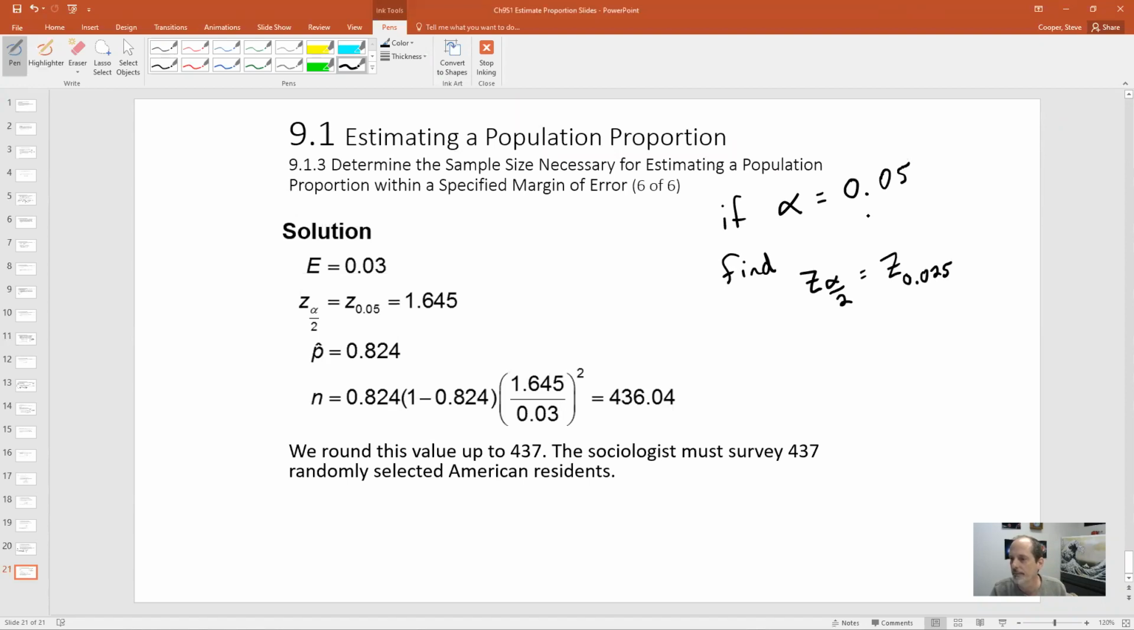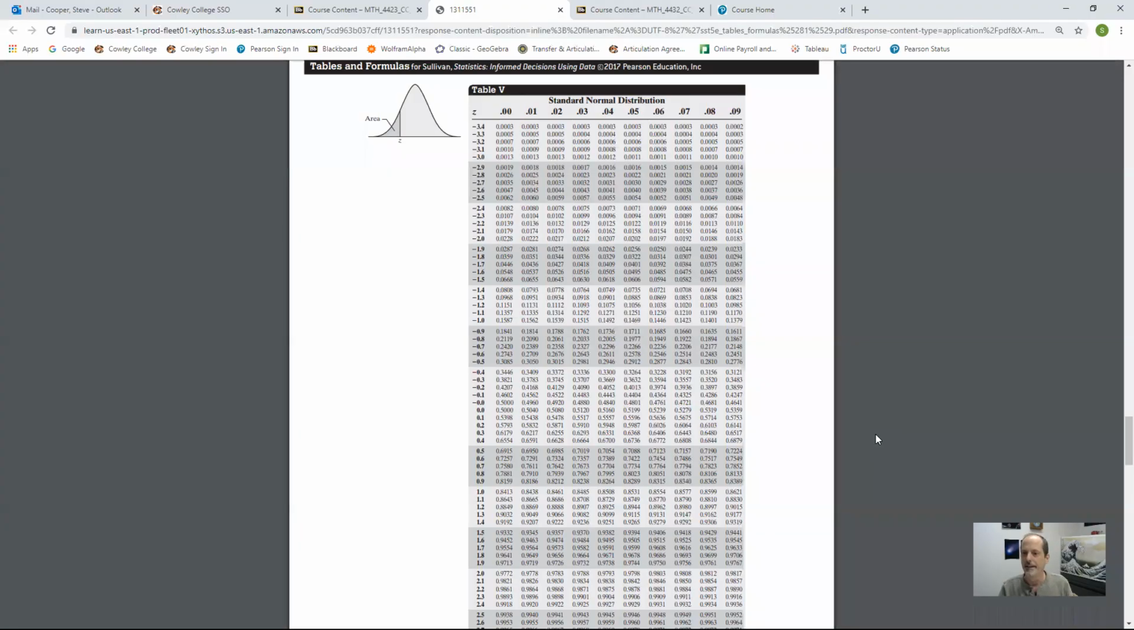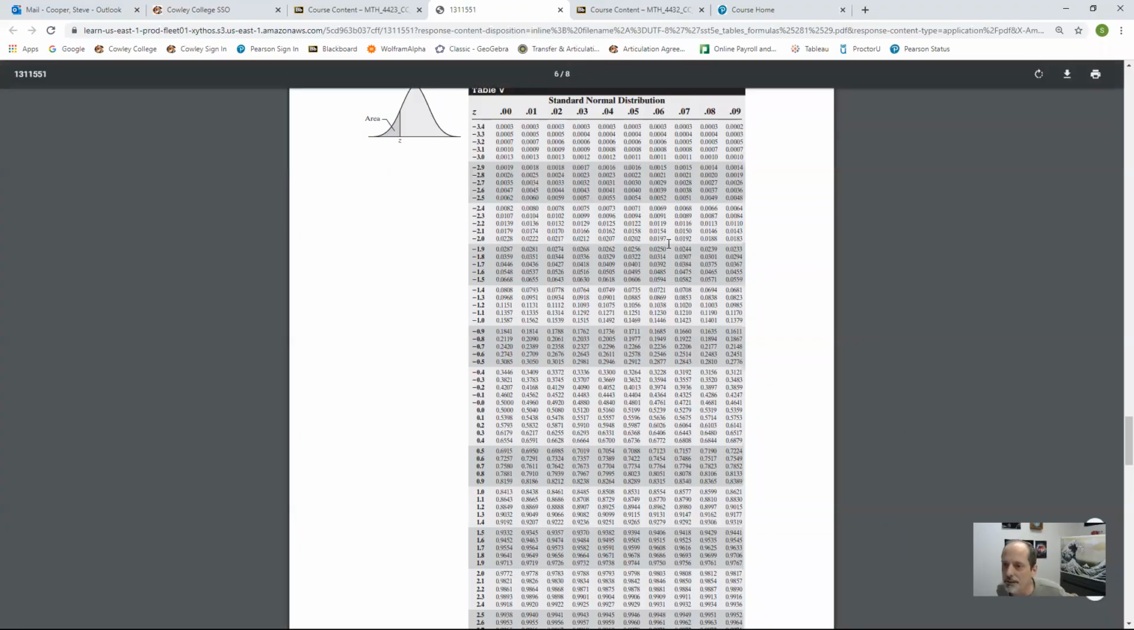If I take 0.05 and divide by 2, we have to go find .025 in table 5. Okay, so that's kind of hard on your eyes, but here's 0.0202, here's 0.0256, bingo. We've actually got an exact value, we don't have to interpolate. So I come over here and it says negative 1.96.